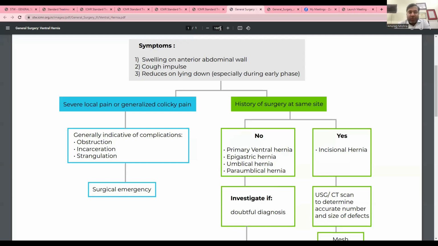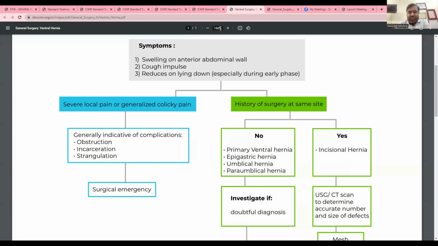The first question, or first decider, is to decide whether it's an emergency or an elective routine procedure. So if there is severe pain, generalized colicky pain, or there is a sign of obstruction, intestinal obstruction or strangulation, it is a surgical emergency and has to be managed as such. Depending on the capacity of the center, it can be managed there, or it can be referred to a place where emergency care can be provided.